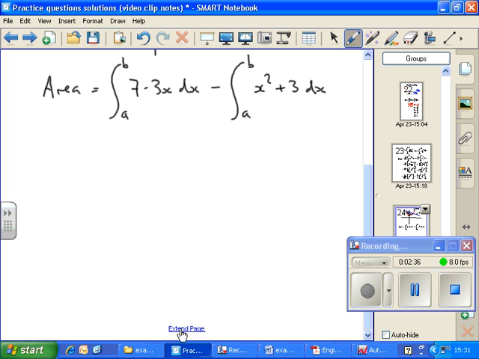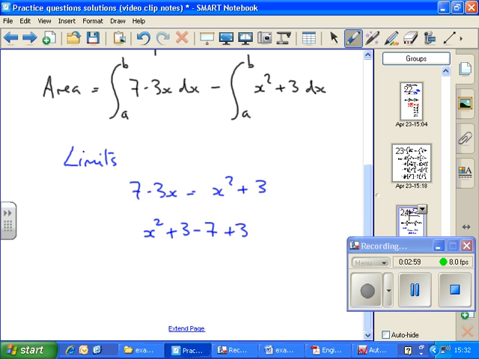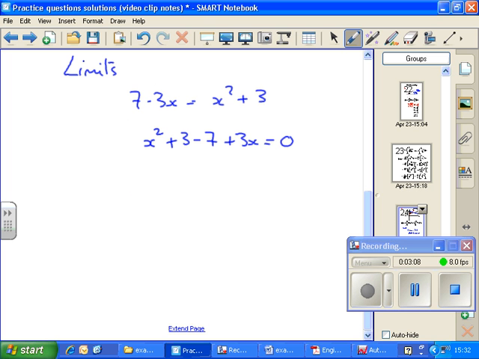So to find the limits, 7 minus 3x equals x squared plus 3. Forming that into a quadratic, with everything equal to 0, we take the 7 and the 3x over to the other side, and we basically get x squared plus 3 minus 7 plus 3x equals 0. I've just shifted the 7 and the 3x to the right, but then written it the other way around. Collect together, so x squared plus 3x, 3 minus 7 is minus 4, equals 0.